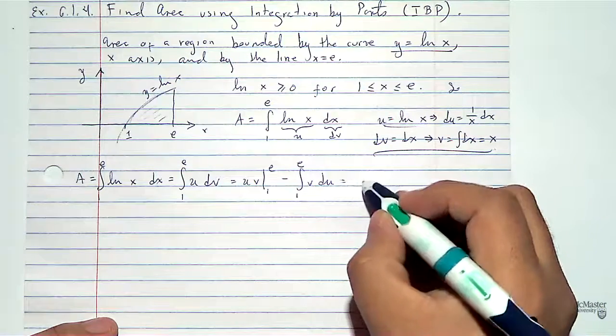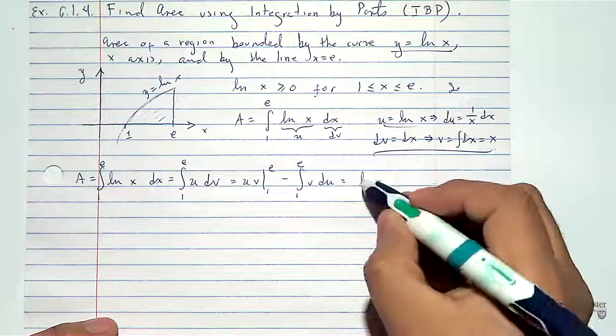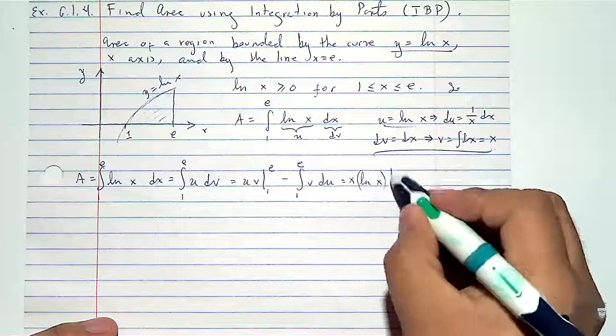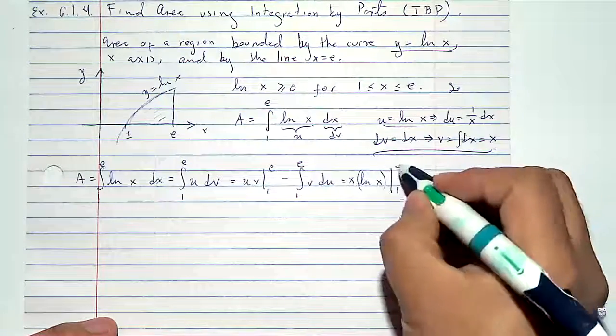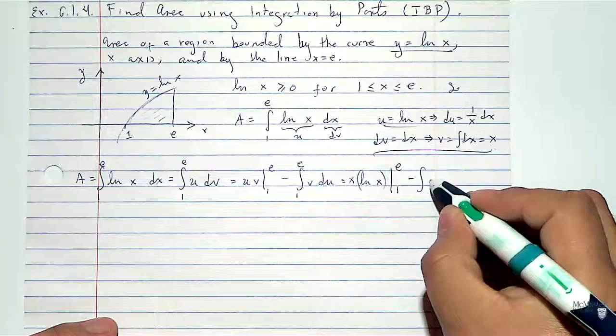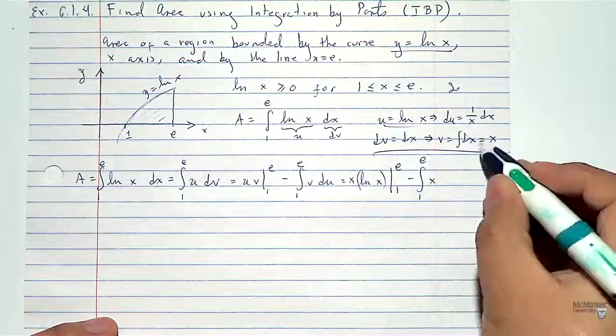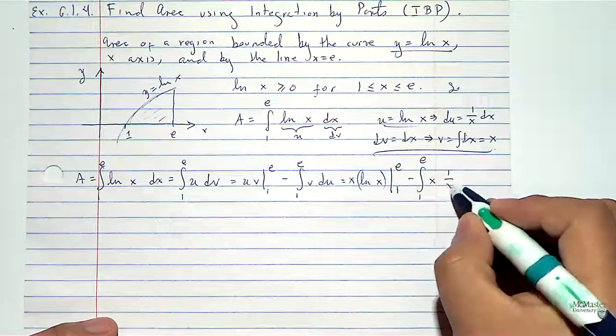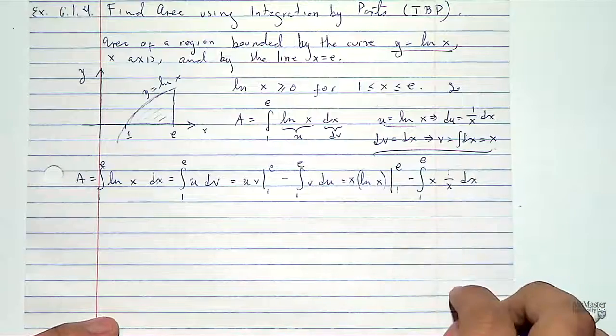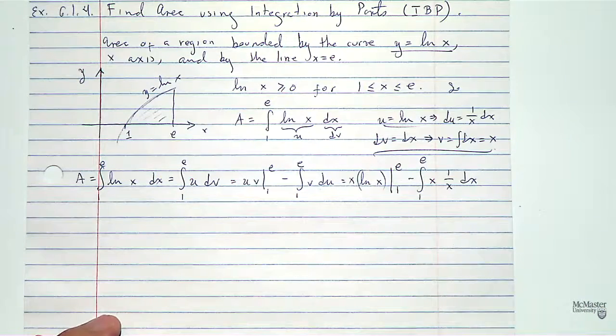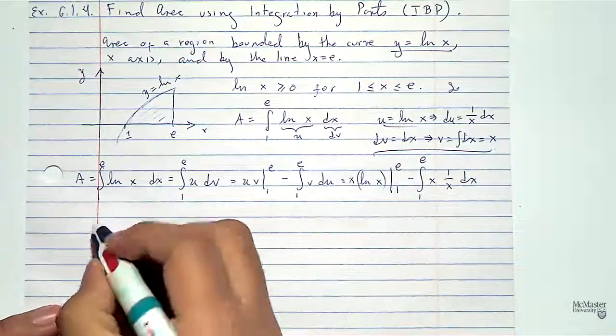So u is equal to natural log of x, b is equal to x. This is from 1 to e, minus the integral of b from 1 to e du, which is 1 over x dx. This is nice because you get a cancellation, right? So this is pretty convenient.